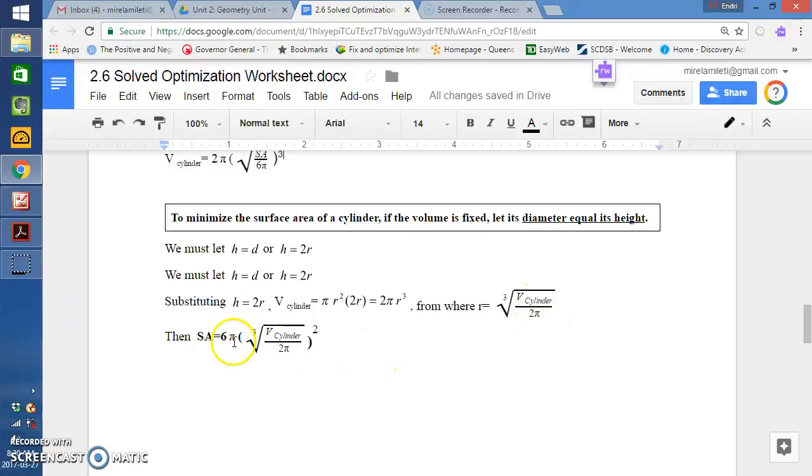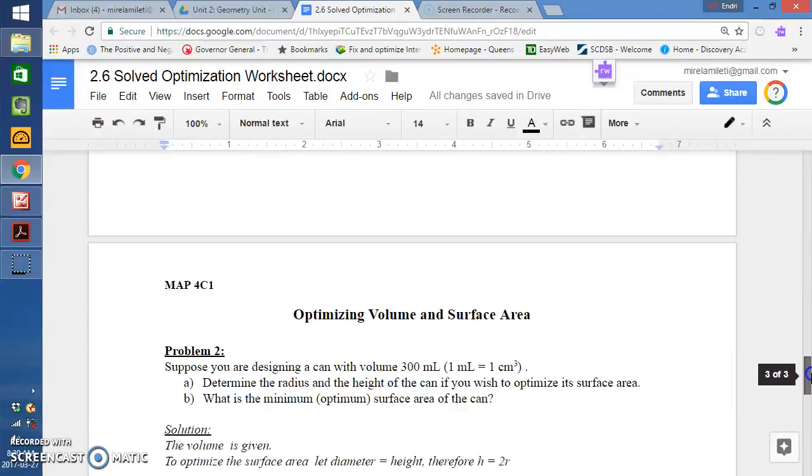And substituting that value into the formula for the surface area, 6 pi r squared, our minimum surface area when the volume is fixed is 6 pi multiplied by the third root of the volume divided by 2 pi, squared. Now let's see an example.